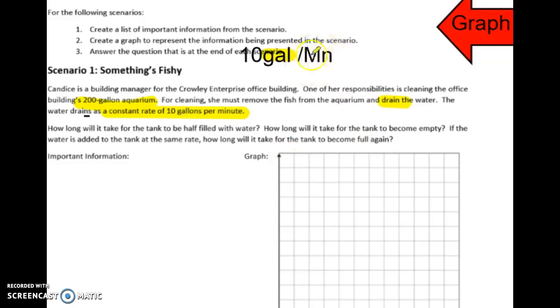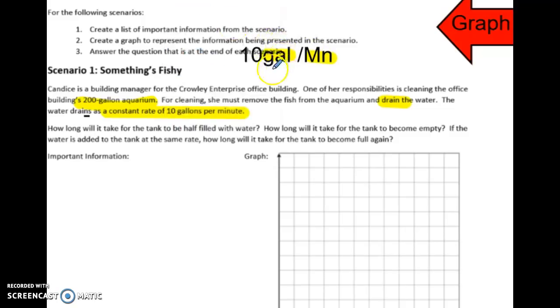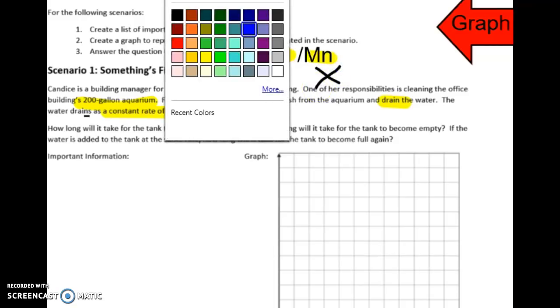Minutes, sorry about that. Minutes is going on the x-axis. So when you look at a rate, the first unit is always the dependent unit. The second unit is always the independent unit. So what I'm going to do right now is grab my pen, and I'm going to plot the gallons on the y-axis, and I'm going to plot the minutes on the x-axis. Okay, so it's a little reversed from an ordered pair.